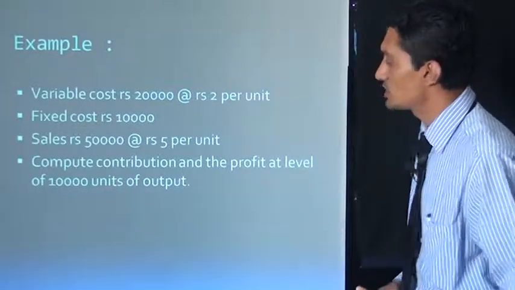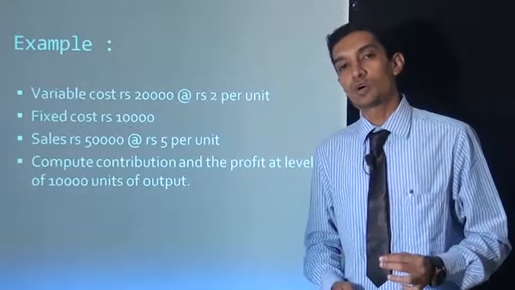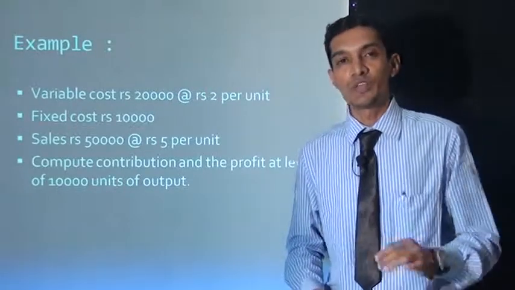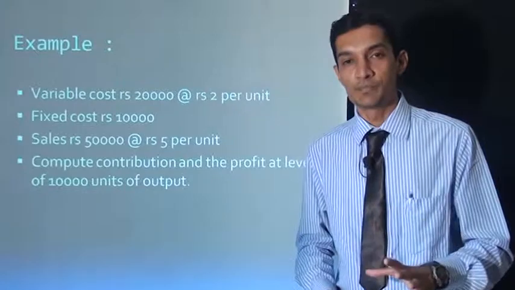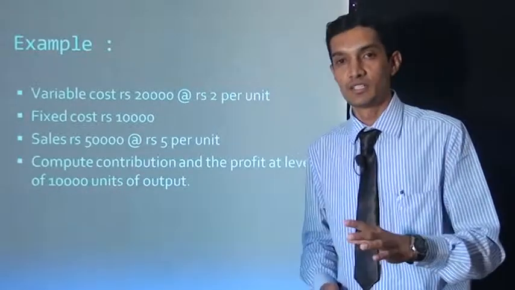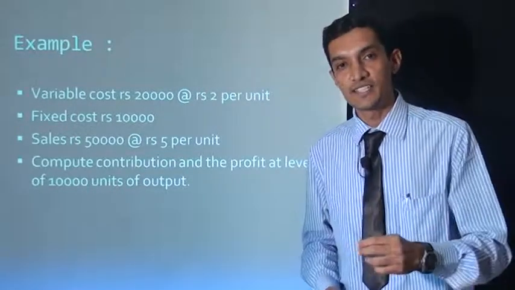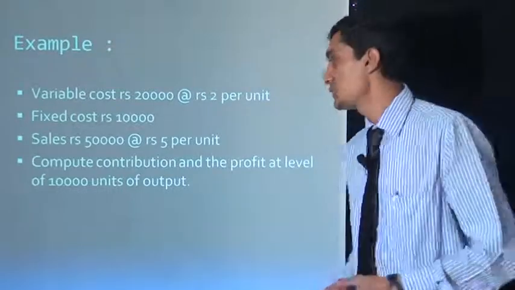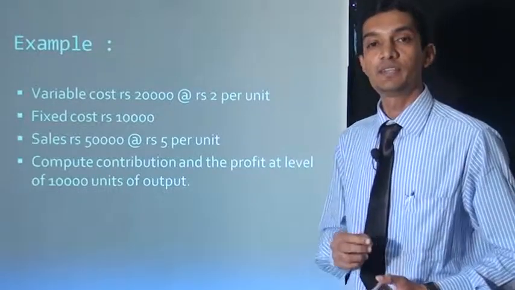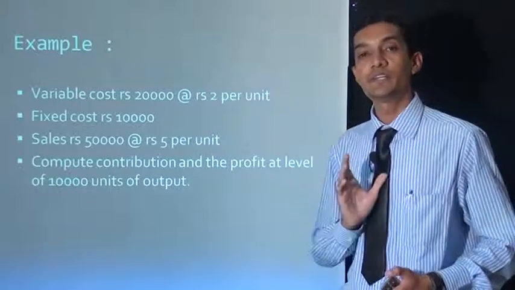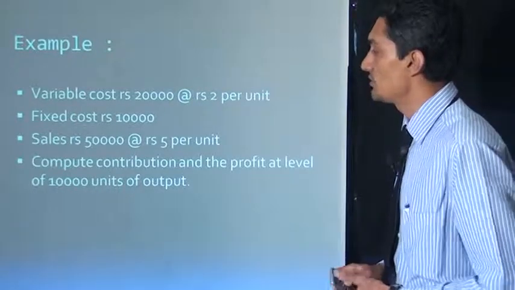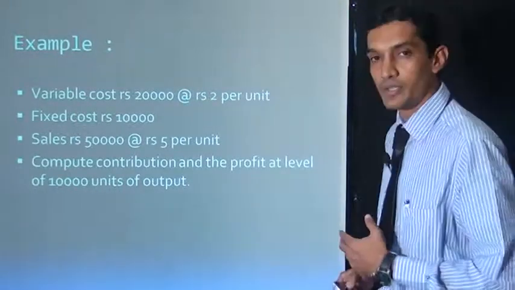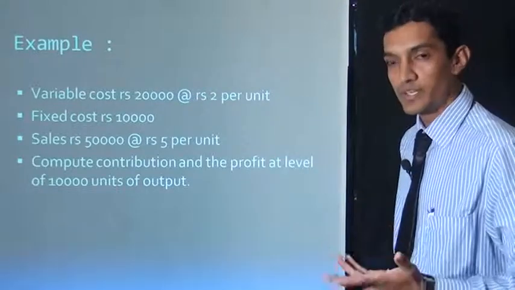Next, fixed cost is rupees 10,000. In fixed cost there is no unit cost. For example, electricity charges are fixed, and machinery charges are fixed. So in those situations fixed cost stays the same, and fixed cost is not given per unit. Sales are rupees 50,000 at the rate of 5 per unit, so 10,000 units again.